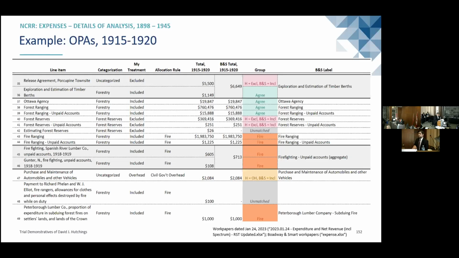I disagree on the amount for Porcupine Town Site because Porcupine Town Site is in the northeast. Exactly, it's in Timmins, it's outside of the RST. So that's why that's pink at the top. And so you excluded it and they included it.